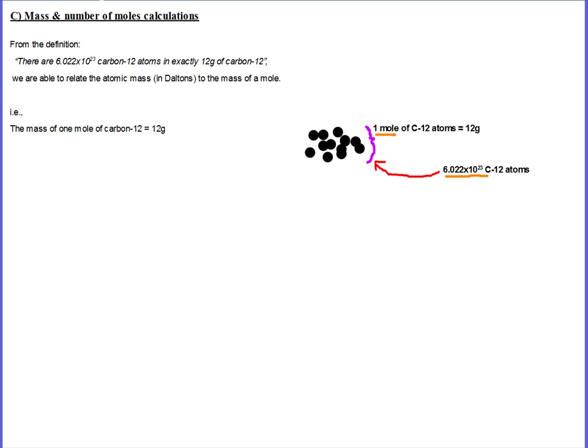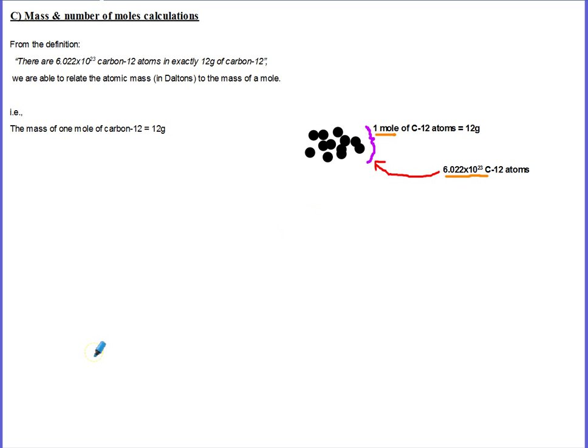Well, first of all, by definition, the mass of 1 mole of carbon-12 is 12 grams. So here, these little dots represent 1 mole of carbon-12 atoms. Obviously, there's not 1 mole there, that's just the number of dots, but let's pretend that's exactly 1 mole of carbon-12 atoms, which is 6.022 by 10 to the 23 carbon-12 atoms. And by definition, the mass of that 1 mole of carbon-12 atoms is 12 grams.